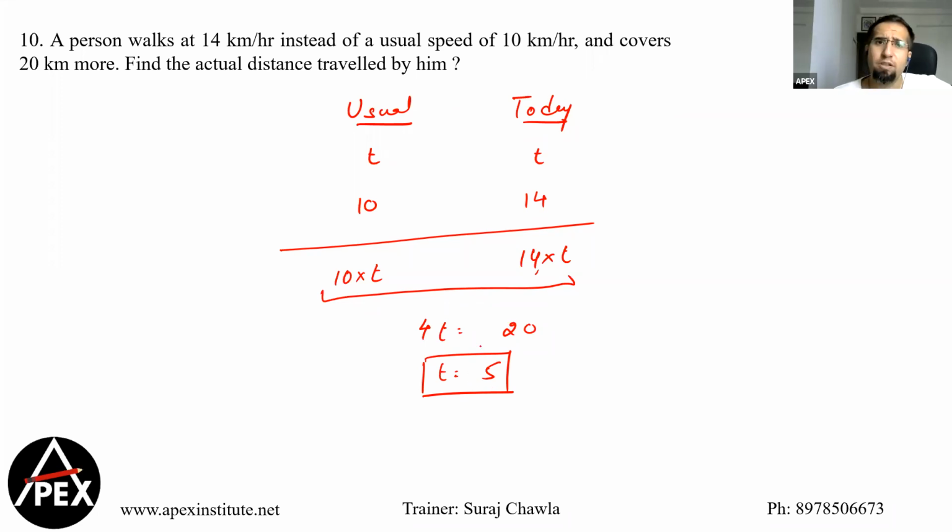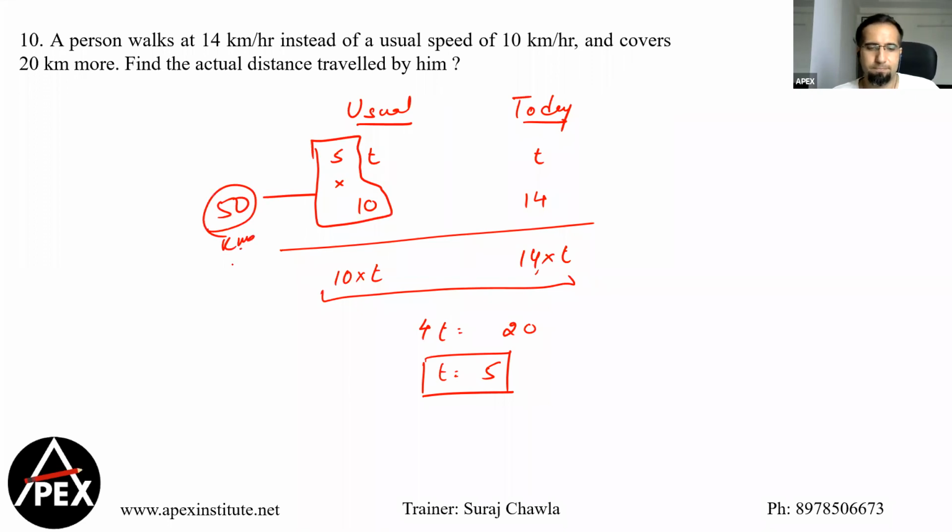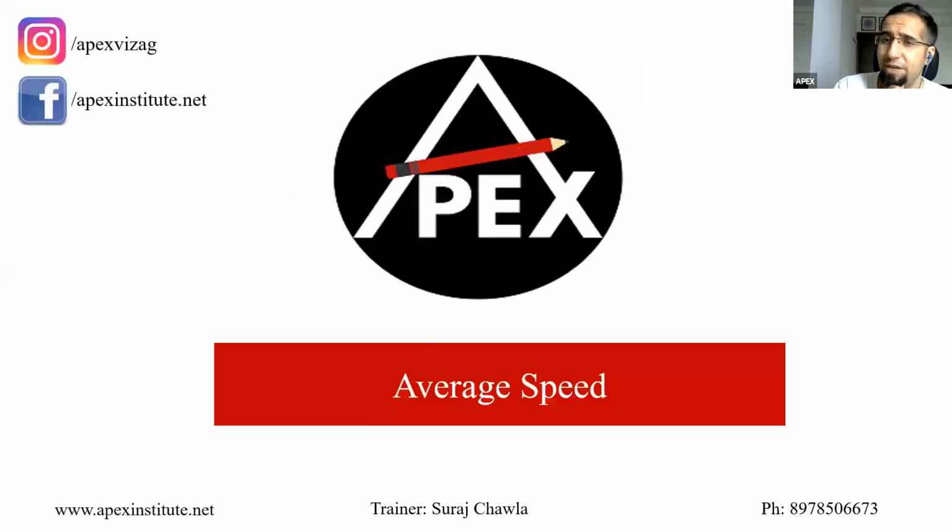Now, if t is equal to 5, the question is asking you to find the total distance covered by him. Usually, actually this guy covers 10 into 5. So the total distance covered by him is equal to 50 kilometers. That should be your answer. Clear, guys? So let's move forward from here, and we are moving to the next concept called average speed.